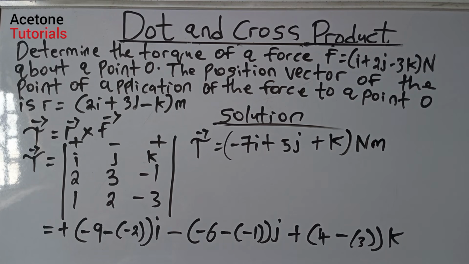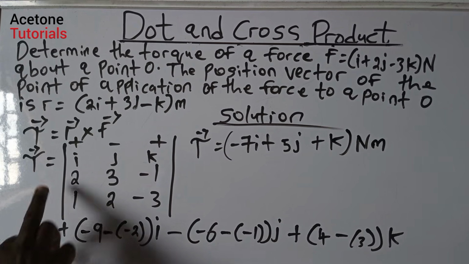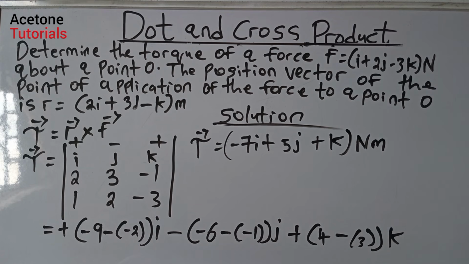R cross F. Take note, it is R cross F, not F cross R. If you do F cross R, you will get 7I minus 5J minus K.